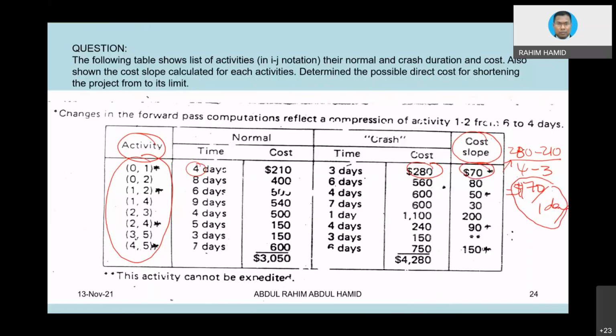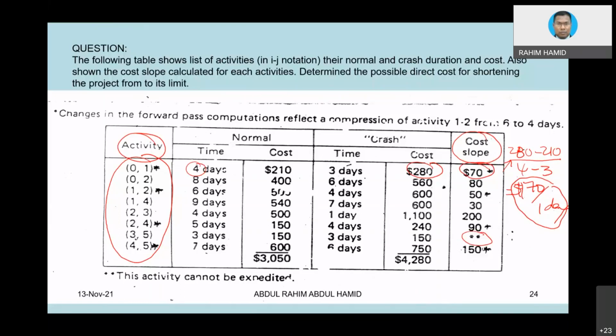So similarly, for all activities, you can do that except activity 35. See, activity 35 cannot be compressed anymore. So no need to compress activity 35 because the data show it cannot be compressed anymore. Okay, now that would be the first thing, cost load.